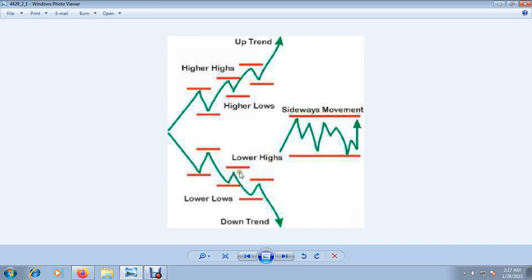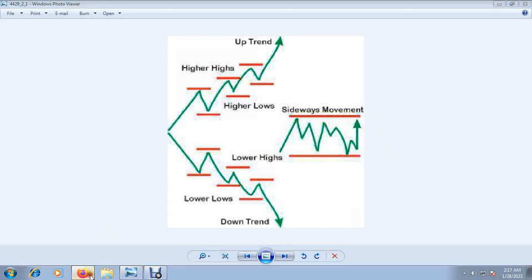Once the lower low is broken and a new lower high is created, even if this breaks, it needs to break this previous lower high, only then will it be a reversal of the trend. And a range bound market will be like this only. It will keep on fluctuating between the support and resistance levels.